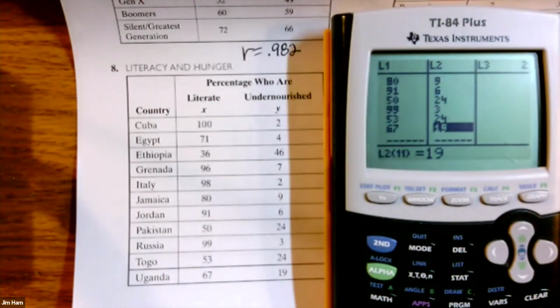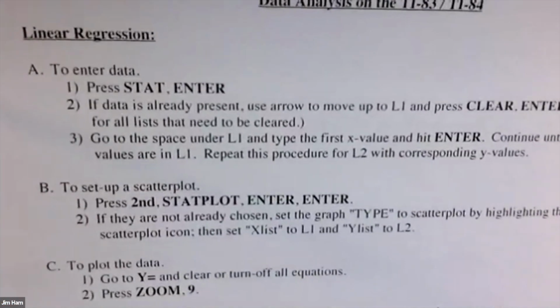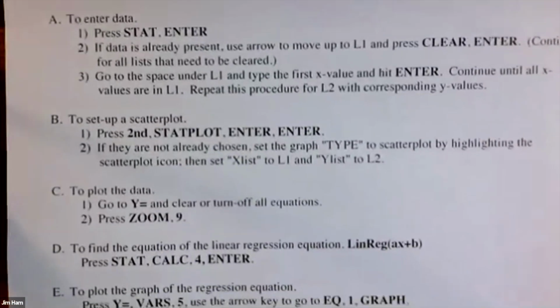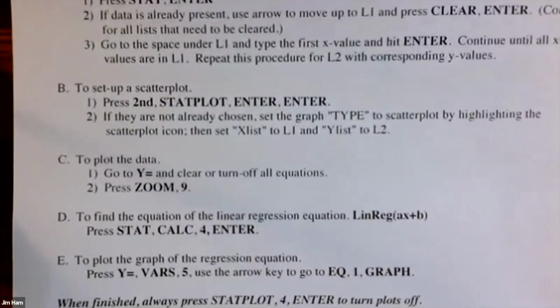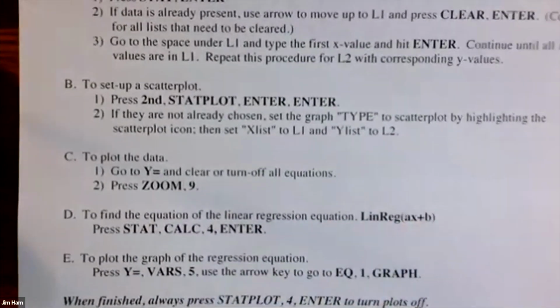If you get lost outside of class, just remember you have this sheet. What I'm showing you is this sheet, and it takes you through everything that we did. Here's the Zoom 9, then Regression, and so on. And you can ignore these down here.